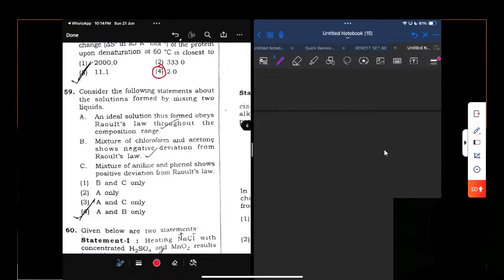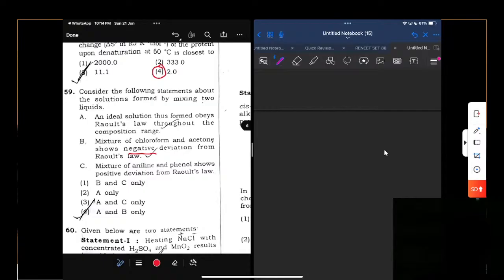An ideal solution thus formed obeys Raoult's law throughout the composition range. Yes, an ideal solution obeys Raoult's law. A is correct. Then, a mixture of chloroform and acetone shows negative deviation. This is also true. They form hydrogen bonds and show negative deviation because of hydrogen bonding formation.